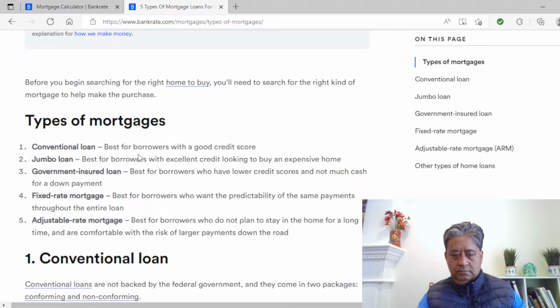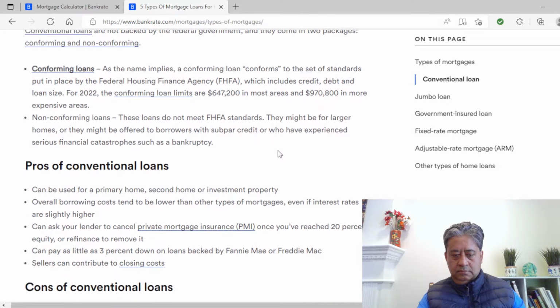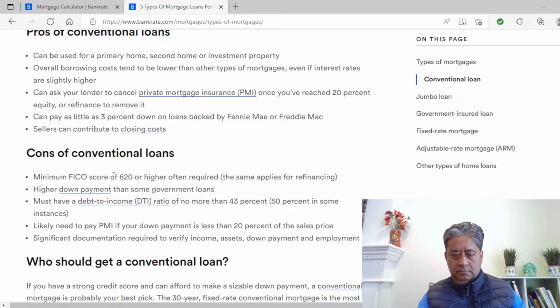These kinds of mortgages are best for borrowers with a very high credit rating, especially if you have a very high FICO score. And also there is a limit on how much you can borrow. I think currently for 2022, the conforming loans are covered up to about $947,200 in most areas. Or if you're going to some big cities where homes are more expensive, it could cover loans up to $970,800 in the expensive areas. And you also have to have a very high FICO score. This also explains some of the pros and cons of taking those mortgages. Say, for example, you have to have a FICO score of about 620 or higher, those kinds of things.